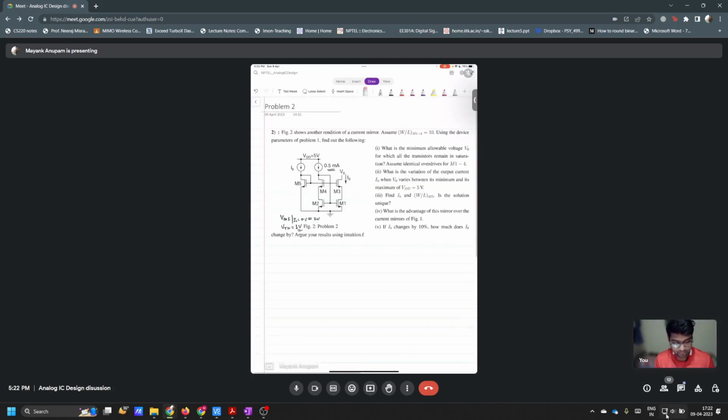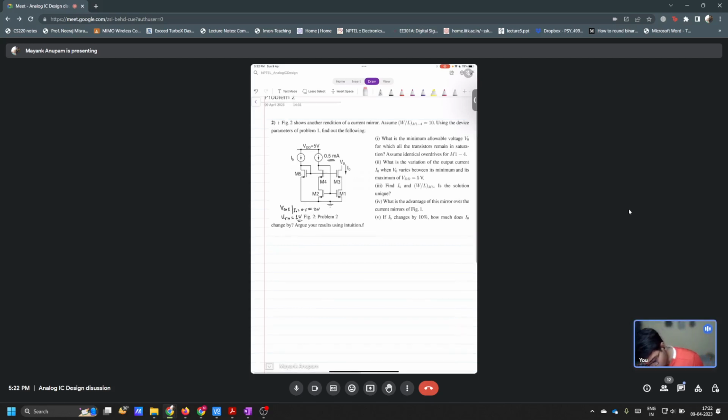Could you explain how the equation is working? ID equals half mu n Cox W by L times (VGS minus VTH) squared. What is VGS for a current of 0.5 milliamps? It should be 2 volts. So tell me what should be the voltage here? How much current is flowing? 0.5 milliamps is flowing inside. So this is 2 volts.